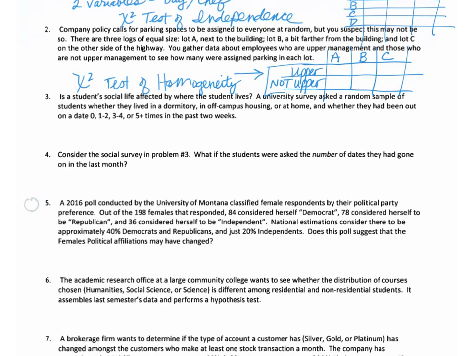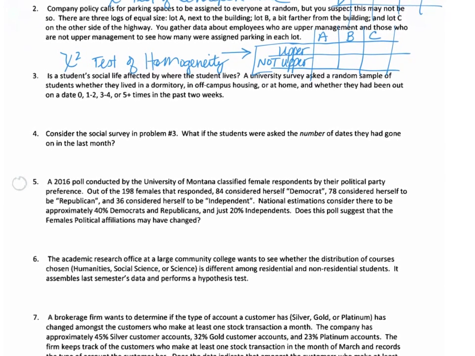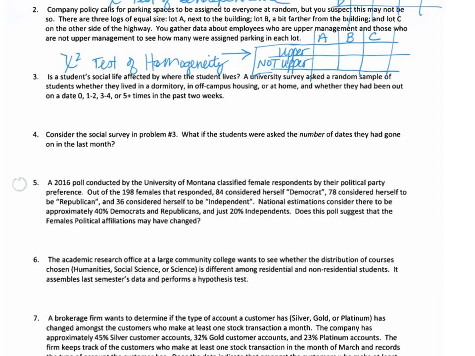Like this. So number 3, we want to know if a student's social life is affected by where the students live. So they ask some categorical question: which category do you fall into? 0, 1 to 2 dates a week, 3 to 4 dates a week, or 5 plus? Oh, it says in the past 2 weeks. Sorry. Still. That's crazy.